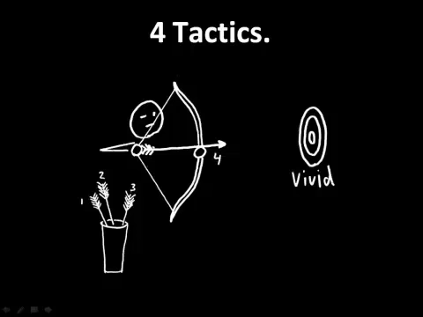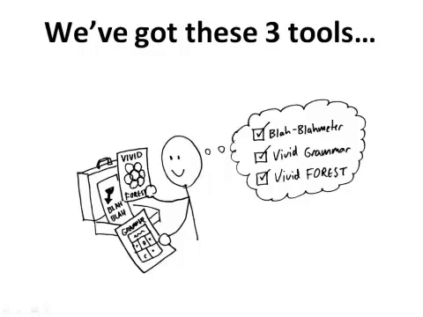We can think about these as 4 arrows that we have in our quiver. 1 arrow, 2, 3, and the 4th one. Now these 4 arrows allow us to be vivid and get our ideas directly on target in a very tactical and specific way. The real thought is, over these last many sessions, we've really talked about the fact that we have 3 distinct tools for vivid thinking.